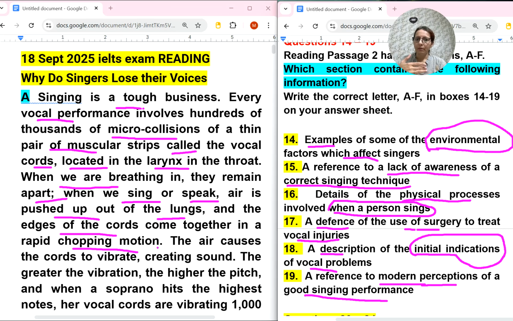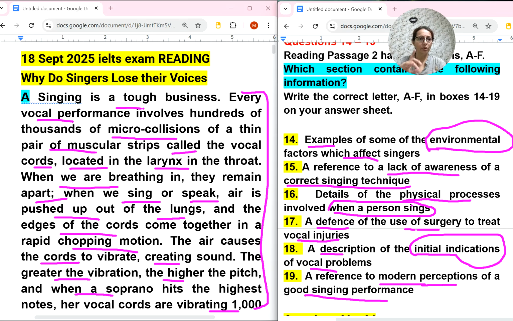The air causes the cords to vibrate, creating sound. The greater the vibration, the higher the pitch. And when a soprano hits the highest notes, her vocal cords are vibrating at this. So if you read it thoroughly, you can practice with me. When I am finding my answer, you can pause the video and try to find the answer first before me.